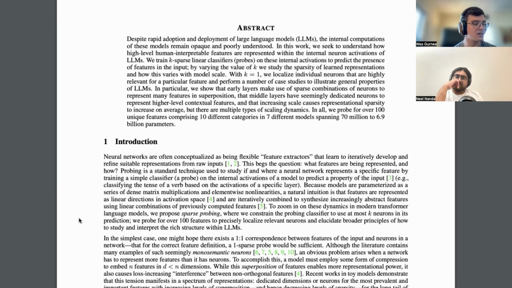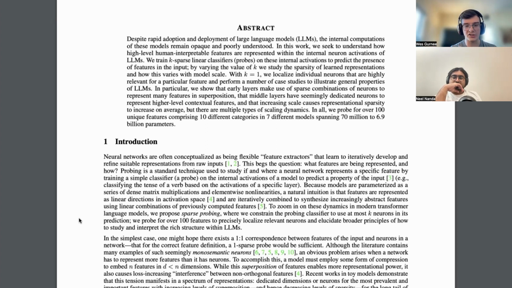The basic idea here is you have some labeled data set. So imagine you have your text data set and you have for every token its part of speech. And then you could think about, okay, for all verbs and non-verbs, so you want to detect the verb feature. And so you have your data set of all verbs and non-verbs. You then pass this through the network. You do a forward pass on all of this data, and you save the activations.